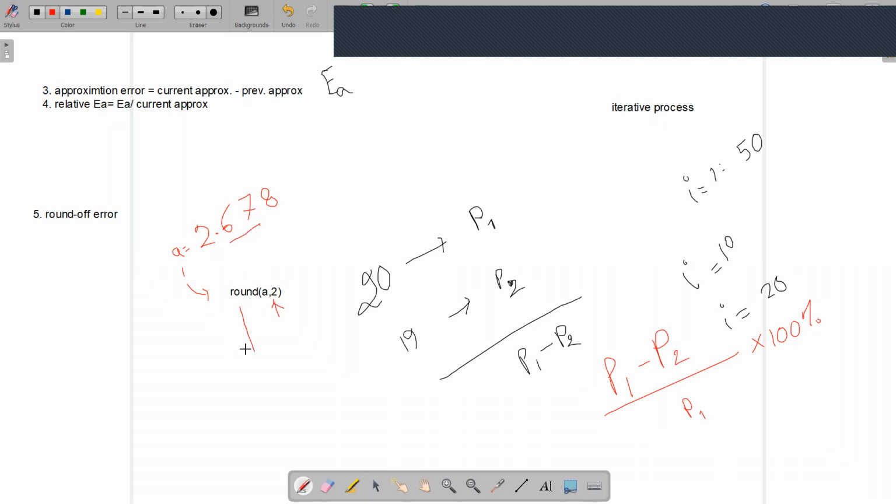So what will this give? 2.68, right? Because the next digit is greater than 5. So when I am rounding it off up to 2 decimal points, if it is greater than 5, it will add 1 here. If it is less than 5, then it will keep it the same. But these two are not the same. There is a difference. So the difference is the round off error that you are getting.